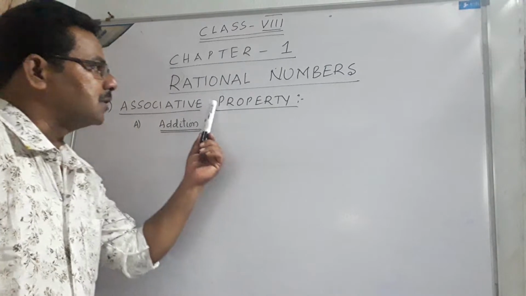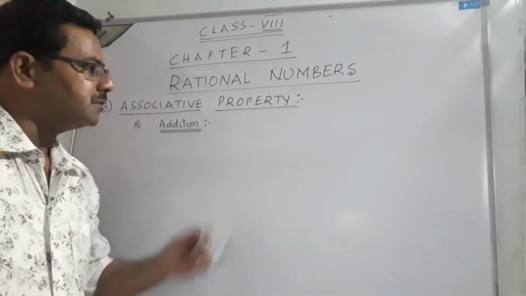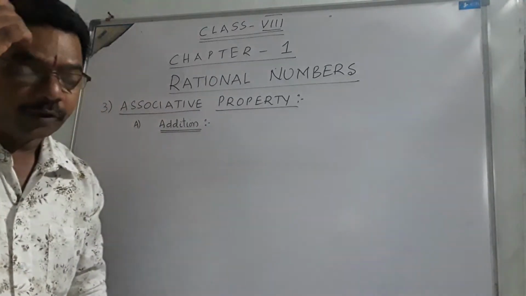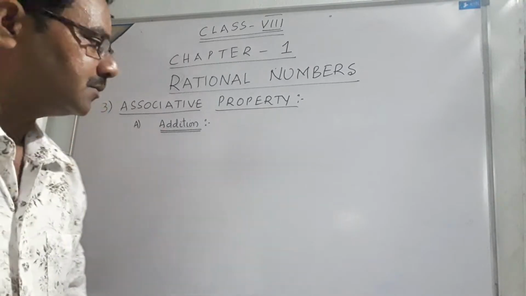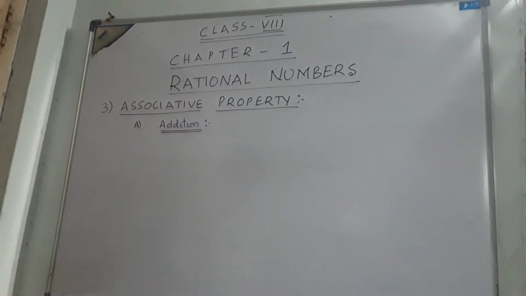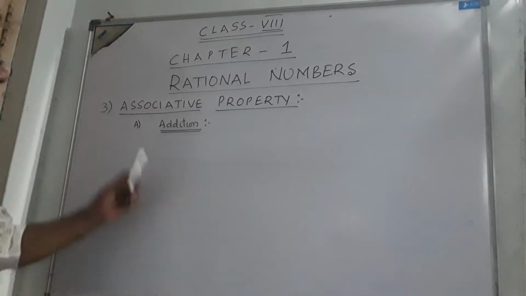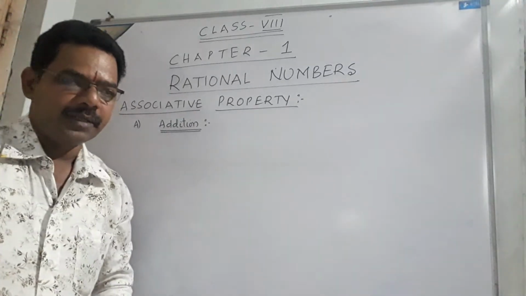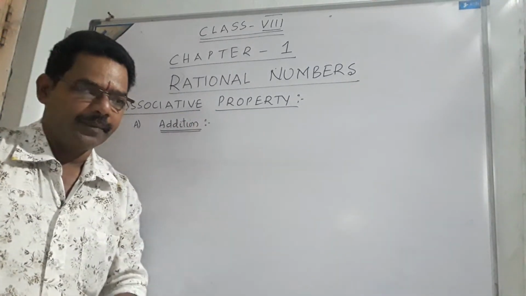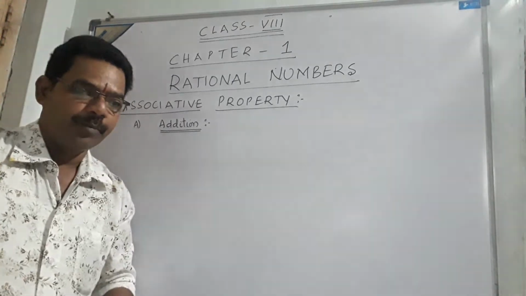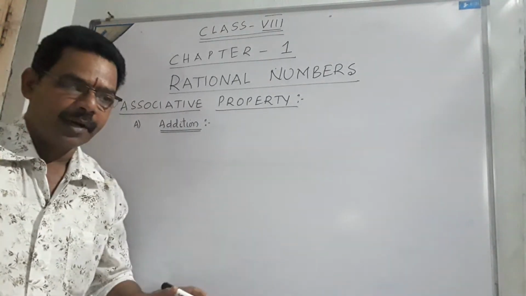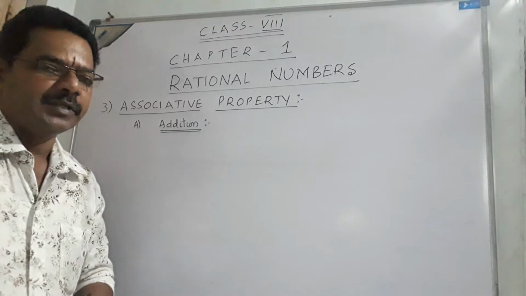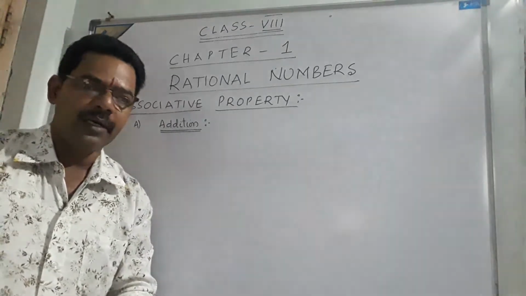Hi children, this is the fourth part of these rational numbers, that is associative property. The next property is associative property under addition, subtraction, multiplication and division, the four basic mathematical operations.